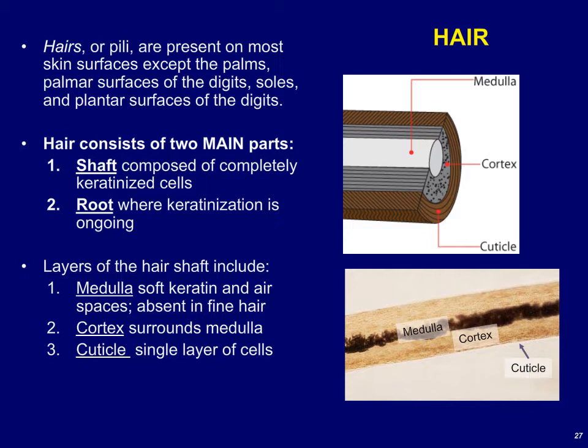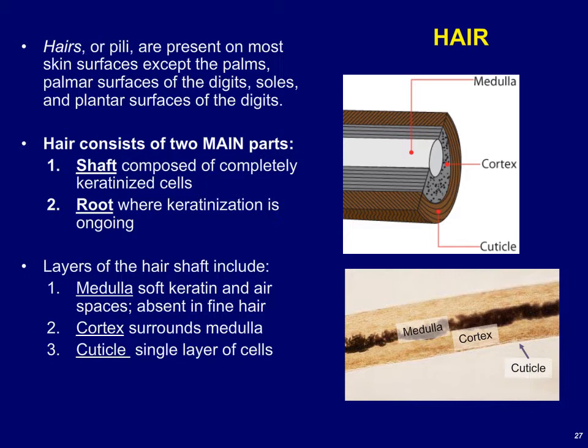On the very inside, we see something called the medulla. The medulla of hair is made of something called soft keratin, and it may also have air spaces and be associated with certain amounts of pigment. For example, the hair you see at right would be from somebody with brown hair. Now, just outside the medulla is something called the cortex. The cortex is composed of dense keratin or thick keratin, and it surrounds the medulla.